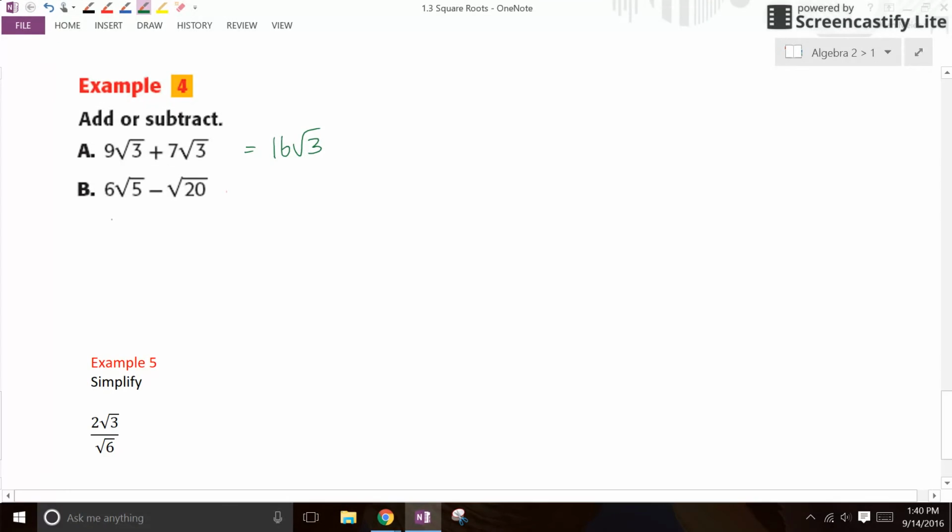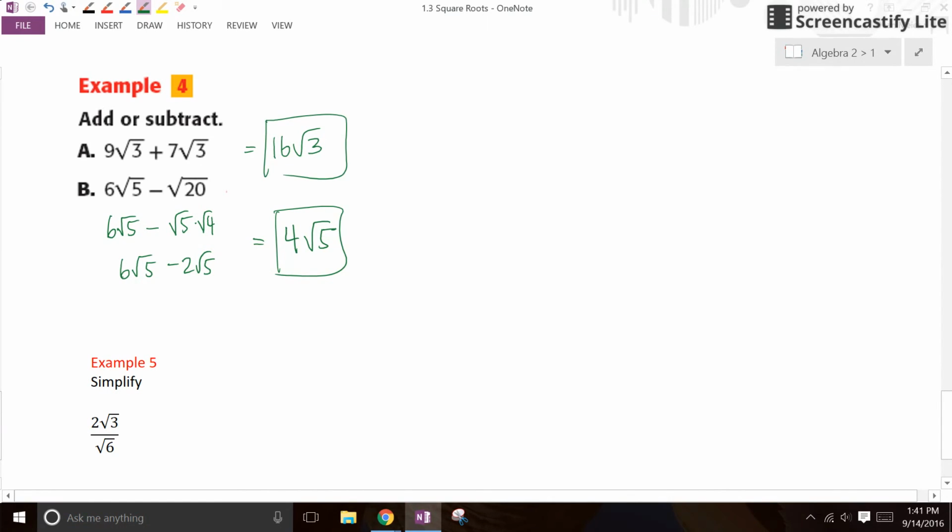So you're like, all right, I got 6 root 5 minus, now root 20, that's 5 times 4. So that's root 5 times root 4. Now I know root 4 is 2, so that's 6 root 5 minus 2 roots of 5. Look, they are both cows. 6 cows minus 2 cows is 4 cows. Or in this case, 4 root 5. Nice, right? All right, last one.